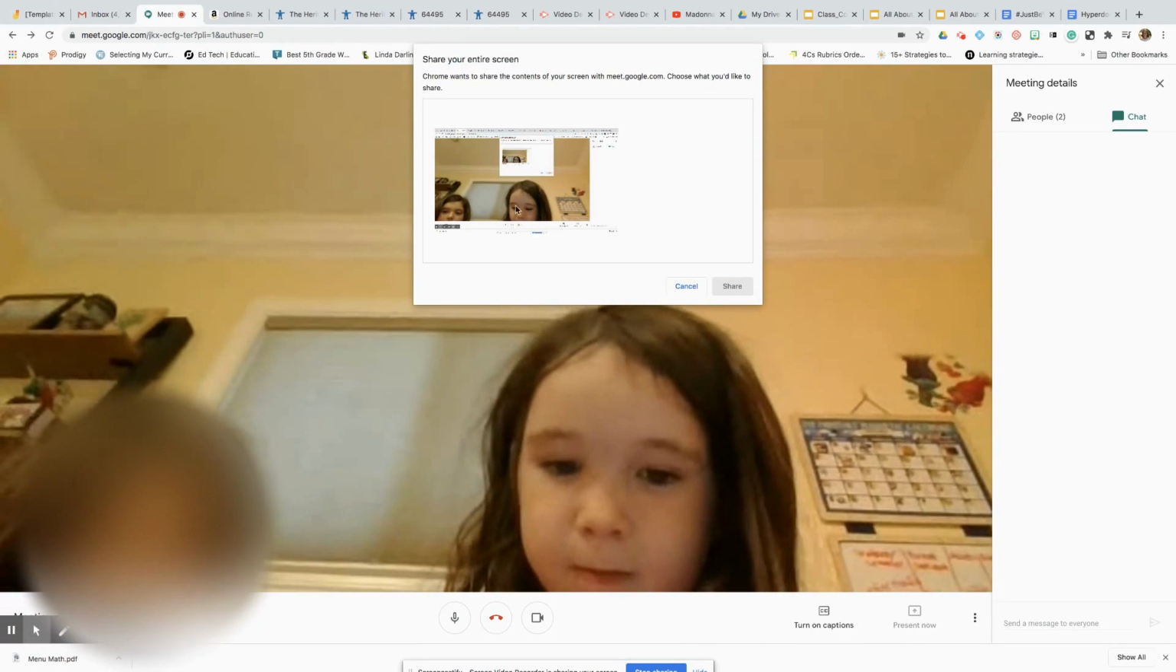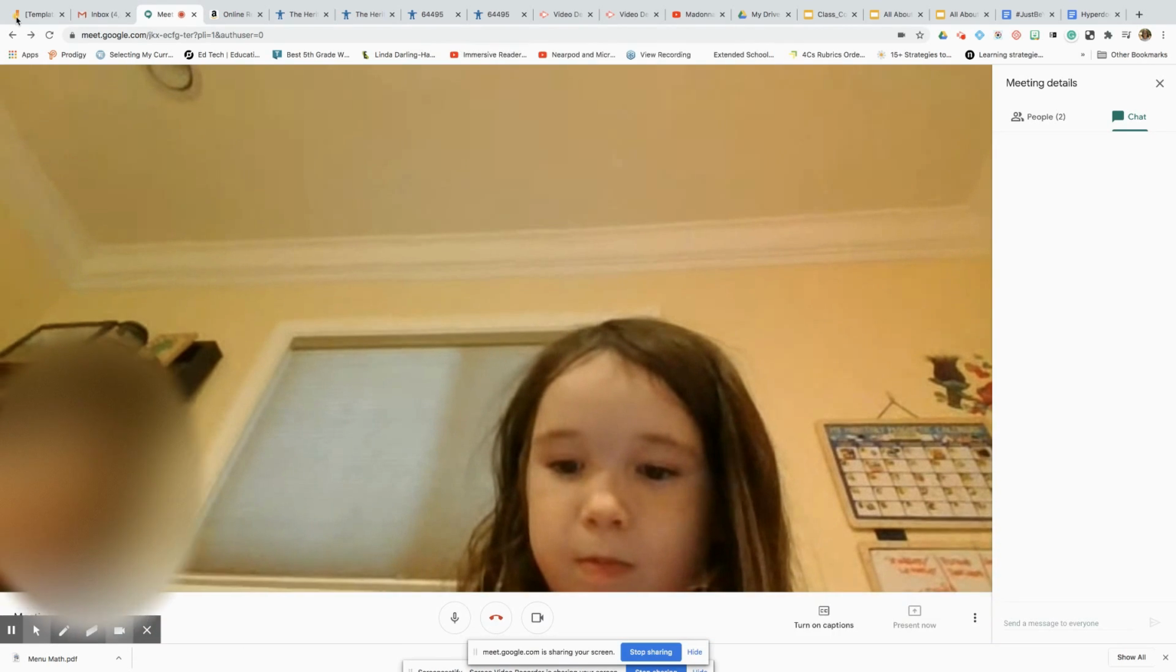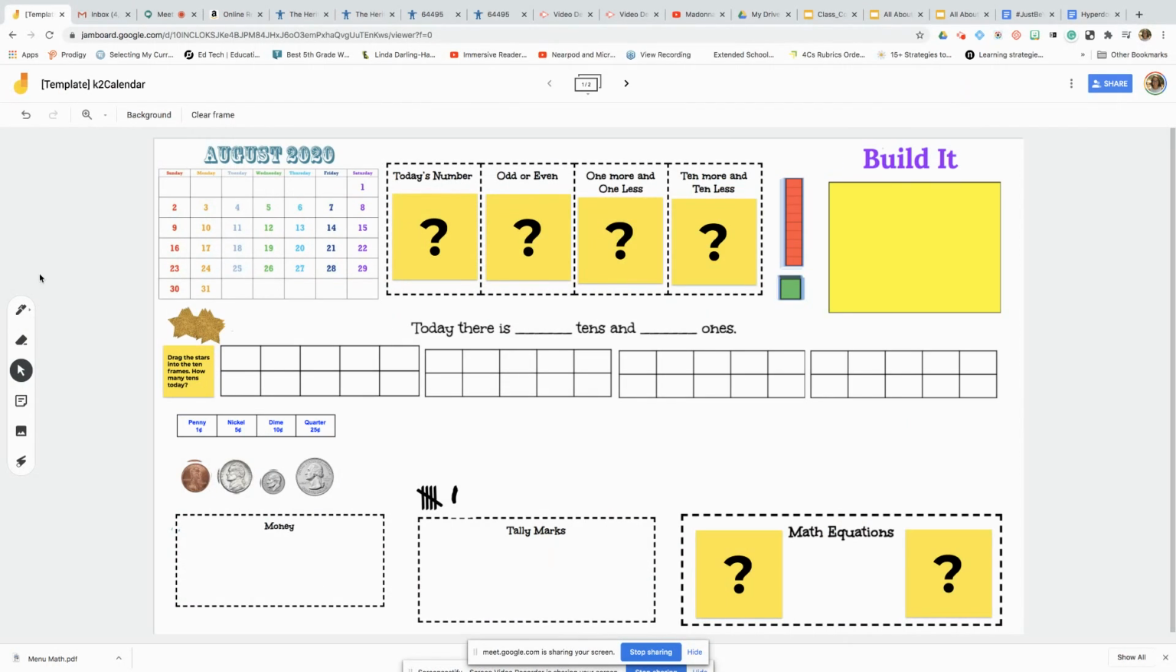So I'm going to share with you the calendar that I made. Thumbs up if you can see it. Can you see it? Yes, I can. Okay. So today, boys and girls, is August 10th. It's our first day of school. What number is it, everyone? August 10th. Very good. So I've circled the number 10.